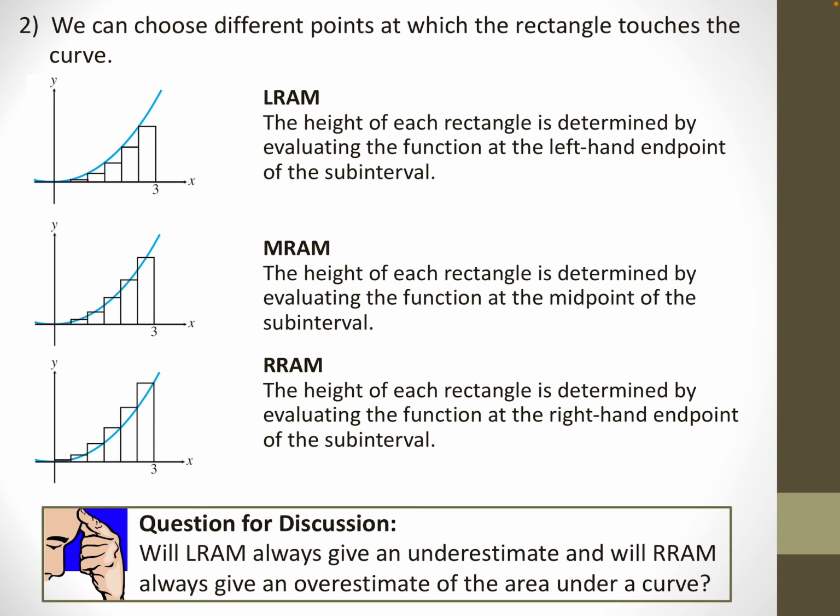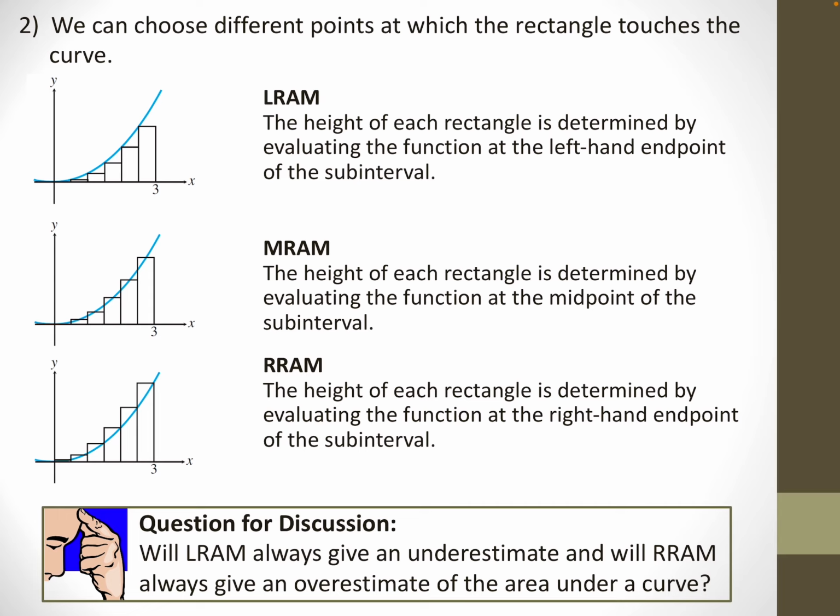Now, the question I want to ask here is, will LRAM always give an underestimate? If you look back up at the LRAM picture, those rectangles are all underneath the curve. And if you look at the RRAM picture, they're all above the curve. Now, is it true that LRAM's always an underestimate and RRAM's always an overestimate? And the answer is no. That all happened because this particular function happened to be increasing the whole time. When it's increasing the whole time, LRAM will underestimate, RRAM will overestimate.